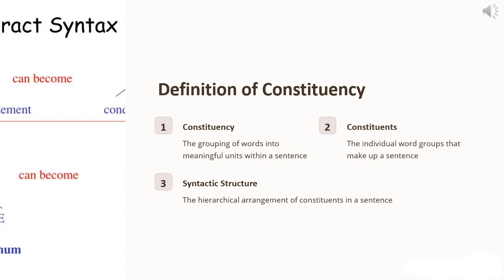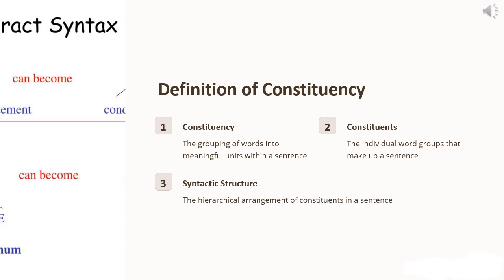Constituents are fundamental units of sentence structure that are hierarchically organized and serve as building blocks for sentences. A constituent can be a single word, a group of words like a phrase, or a clause that functions as a single unit within a larger sentence. The last part is syntactic structure.